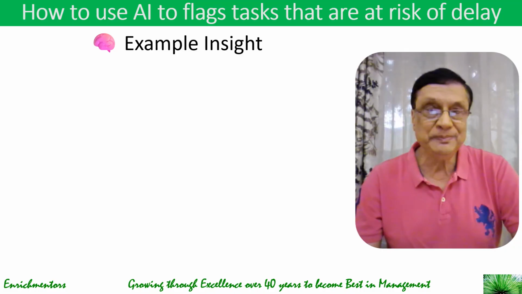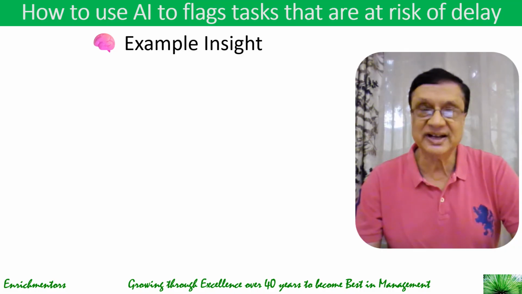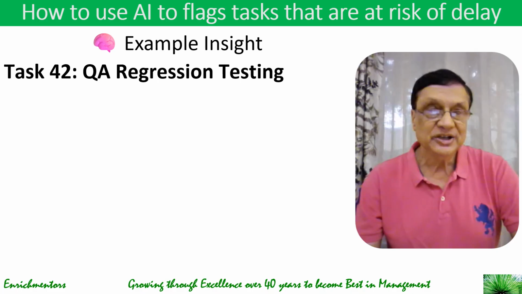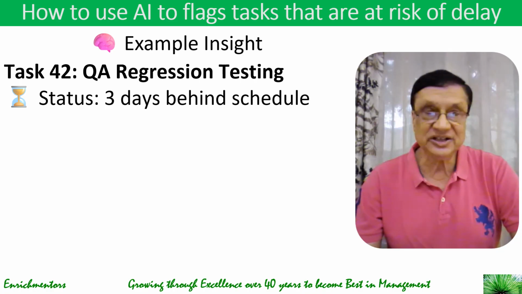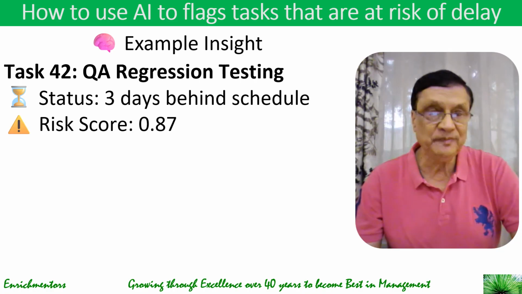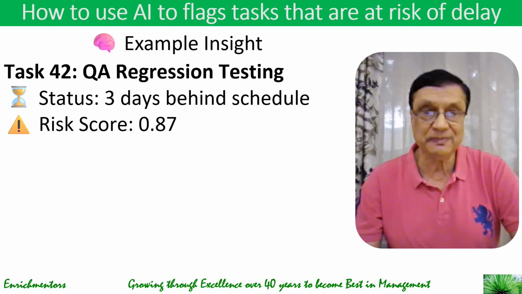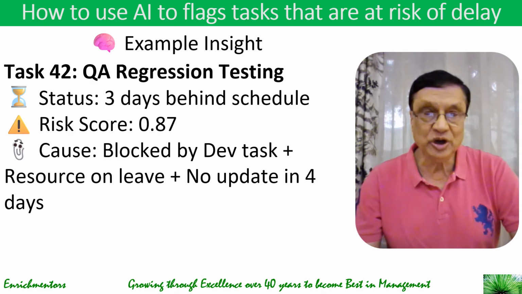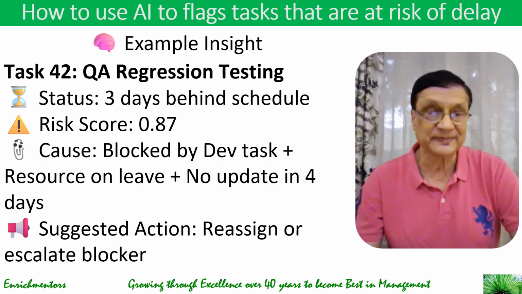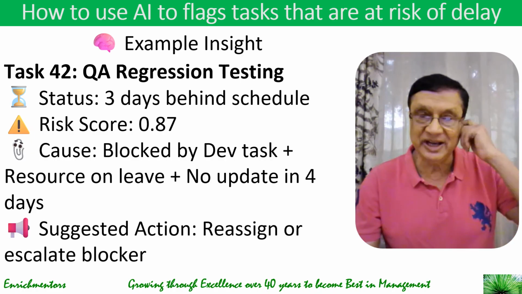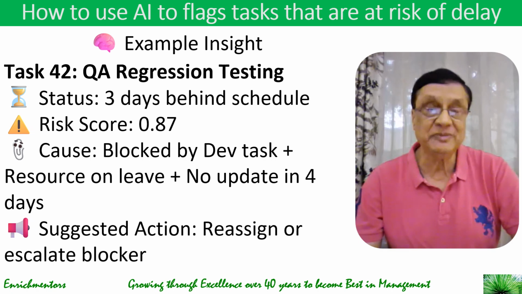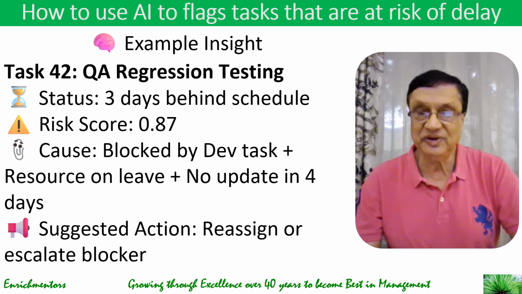Let's take a look at an example of AI flagging tasks that are at risk of delay. It could look at task 42, a task of QA regression testing, and the status could be that it is 3 days behind schedule. The risk score is 0.87, and the cause is that it's blocked by a development task, plus a resource on leave and no update in 4 days. And the suggested action from AI could be to reassign or escalate the blocker. So like this, AI will flag tasks that are at risk of delay.